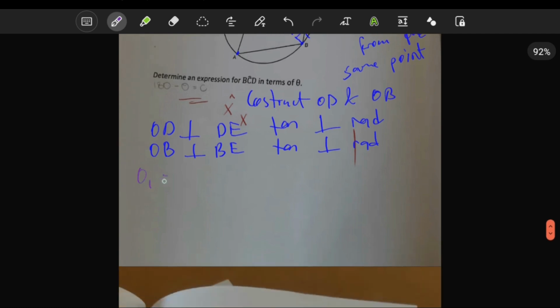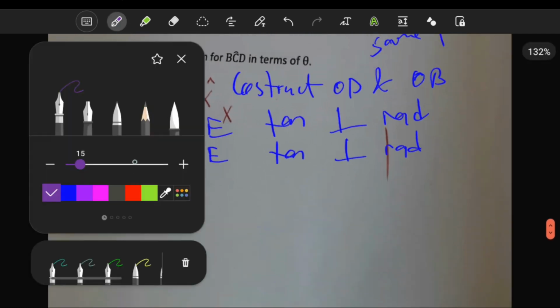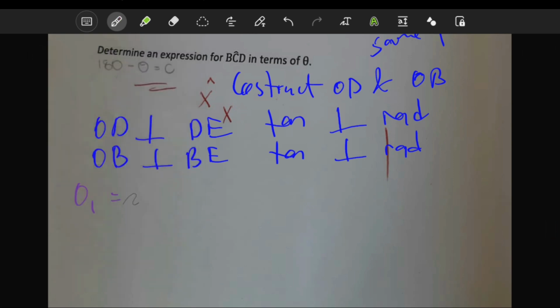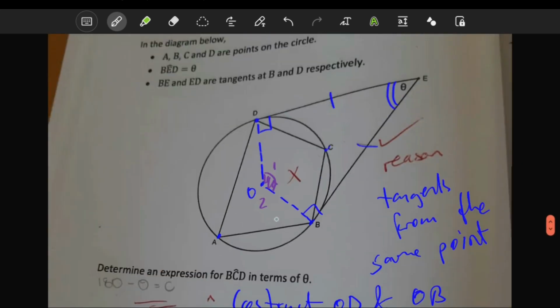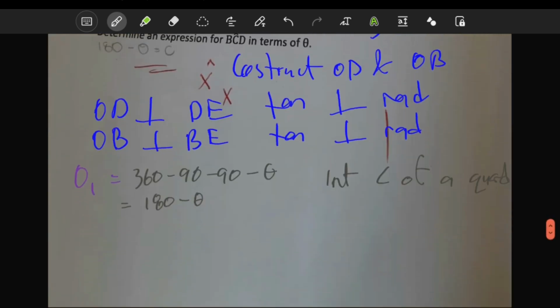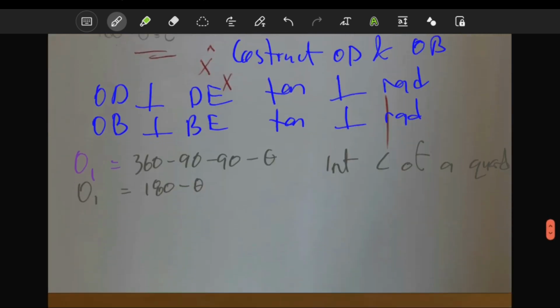Here we can say that O1 is equal to the following. O1 is obviously equal to 360 minus 90 minus 90 minus theta, which is going to be 180 minus theta. The reason is interior angles of a quad. We're not saying a cyclic quad, it's just a quadrilateral. Any four-sided shape, remember, all interior angles add up to 360. So that's what O1 is.